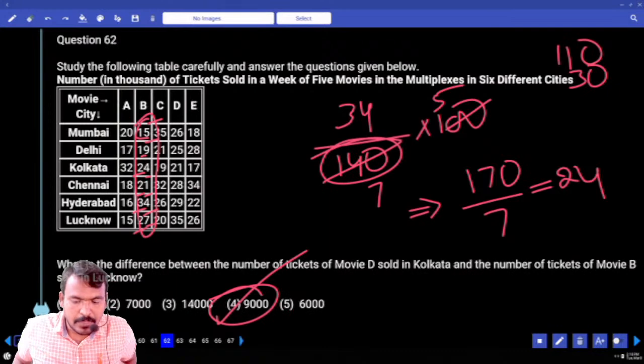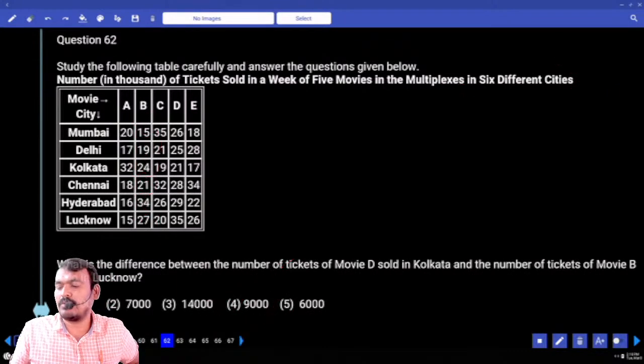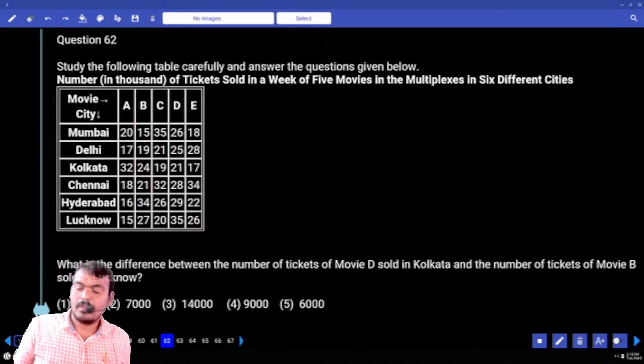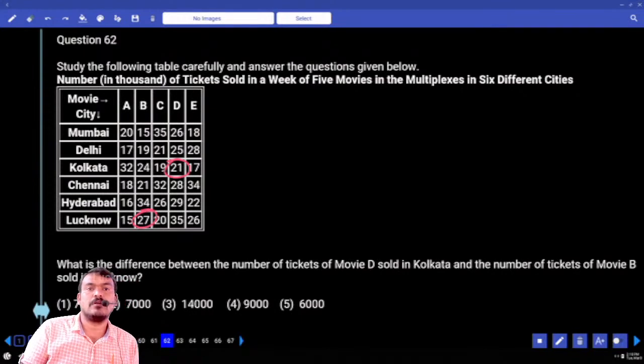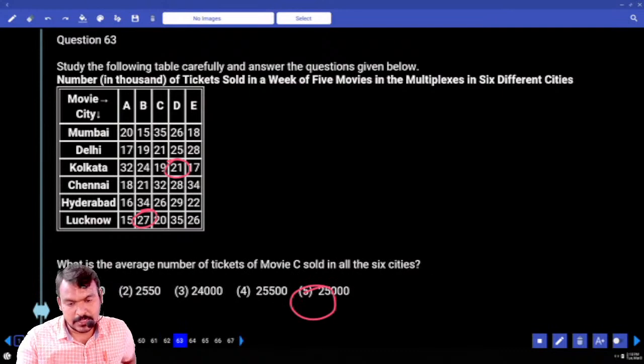Next, 62. What is the difference between the number of tickets of movie D sold in Kolkata and the number of tickets of movie B sold in Lucknow? What is the D value in Kolkata? 21. What is the B value in Lucknow? 27. We require the difference. What is the difference? 6. Then the answer is 6,000.